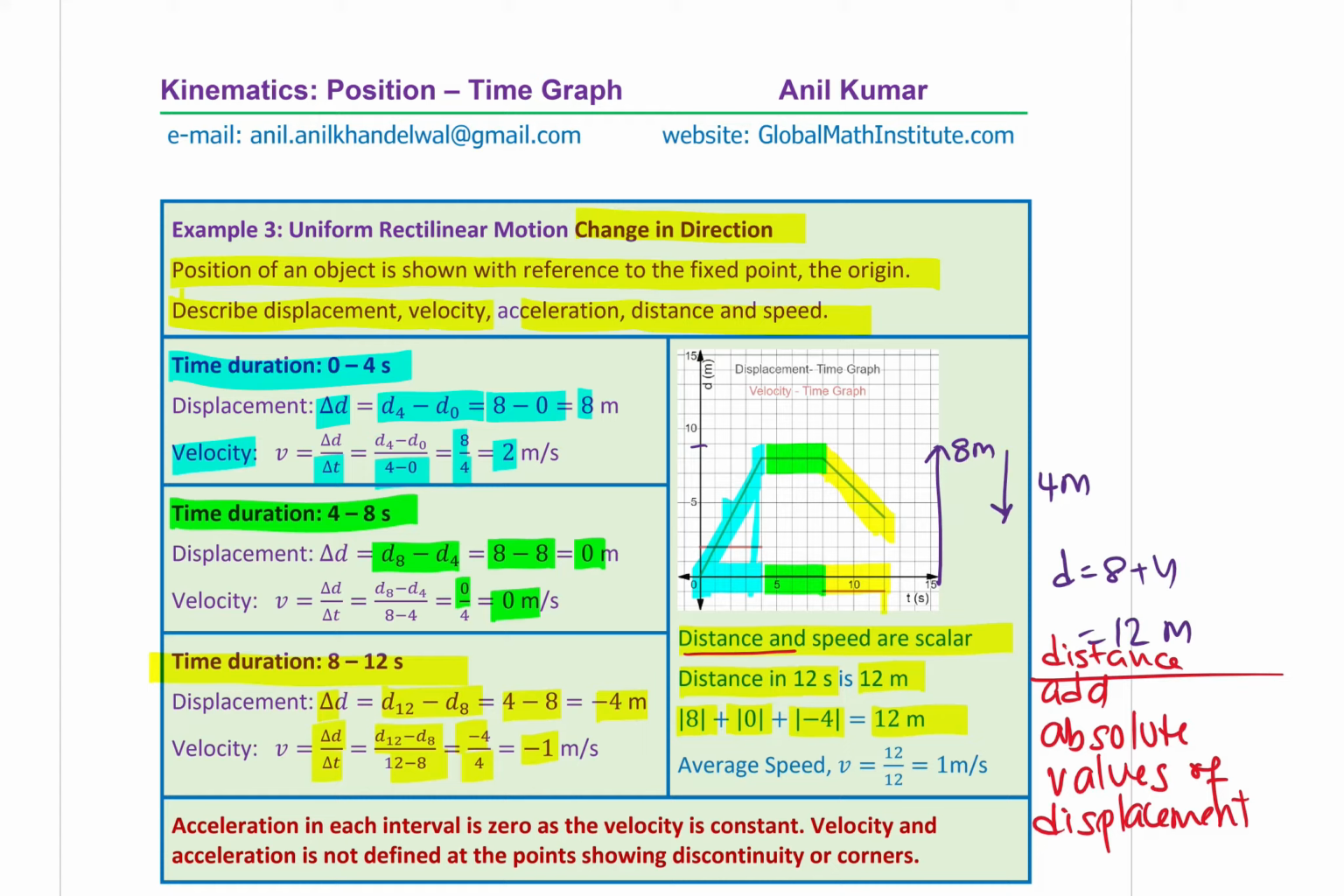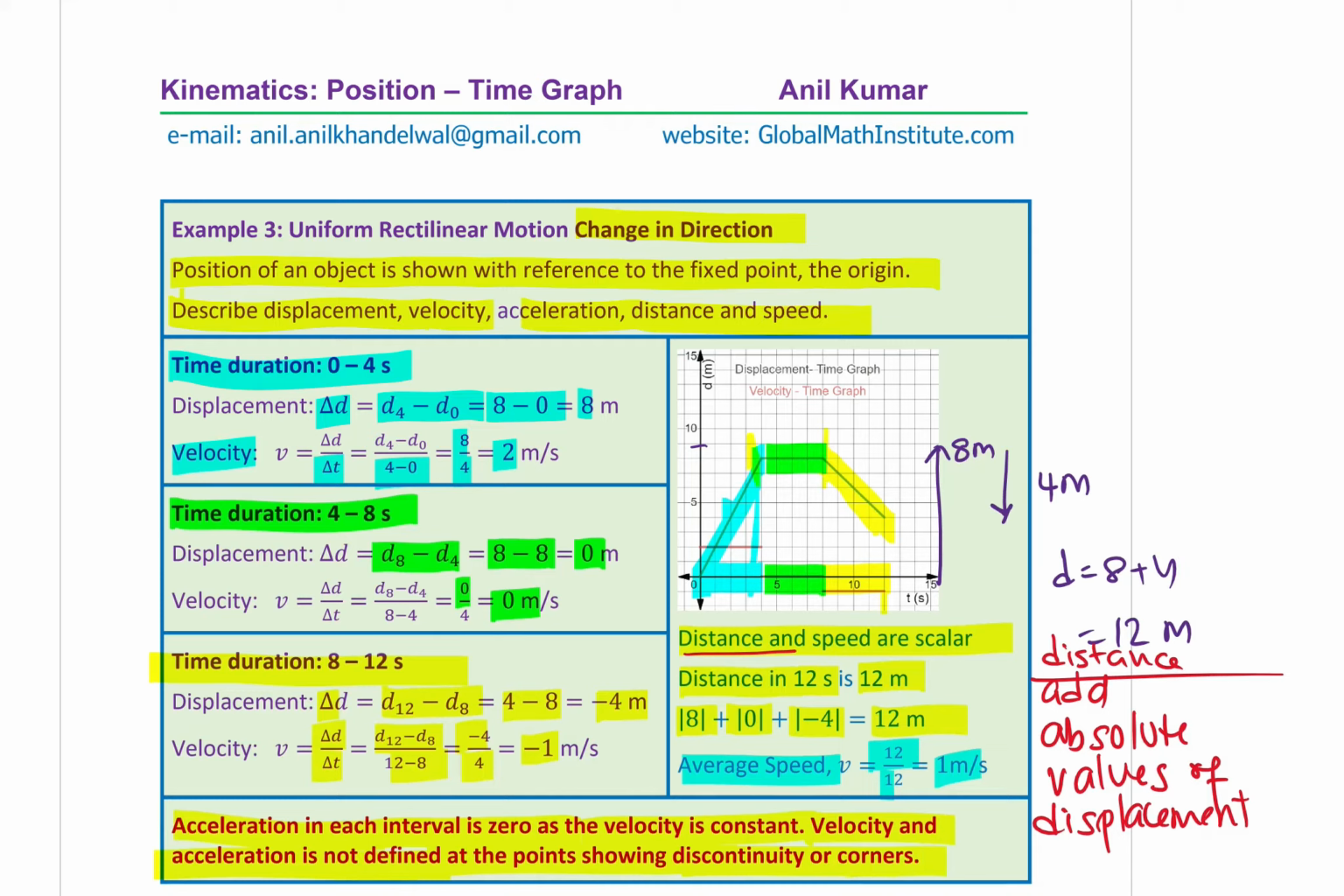Now, let's find what is the average speed. Average speed, mind it, is a scalar quantity. Total distance over total time, 12 over 12 is 1 meter per second. Clear? Now let's talk about acceleration in this particular example. Acceleration in each interval is 0 as the velocity is constant. Velocity and the acceleration are not defined at the points where it shows discontinuities or the corners. So at these points it is not defined.